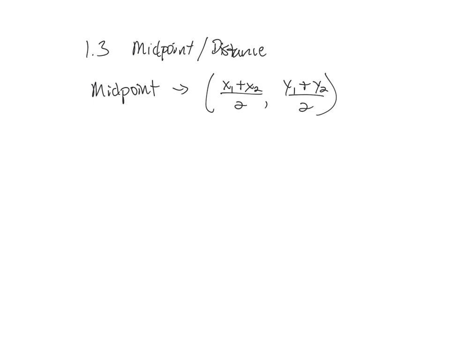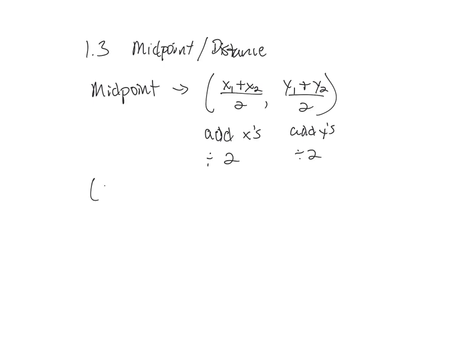And what this is basically saying, and this is the way that I remember it, is add the x's and then divide by 2. Add the y's and divide by 2. I don't know which way is easier for you to remember, but I kind of like to add the x's and divide by 2.